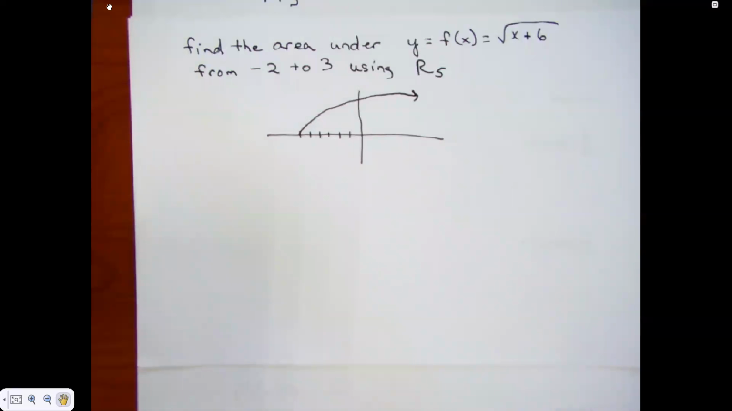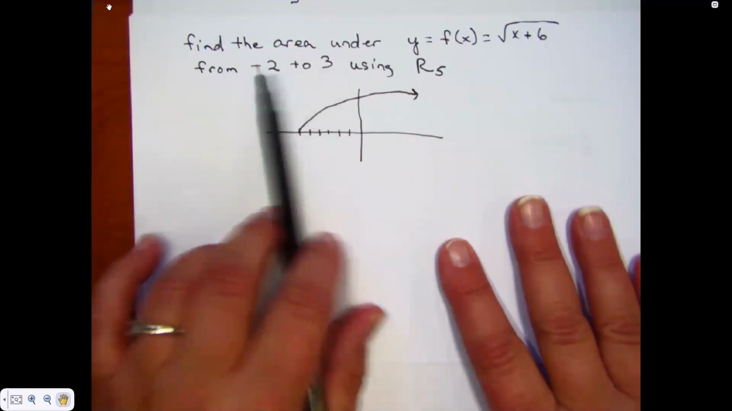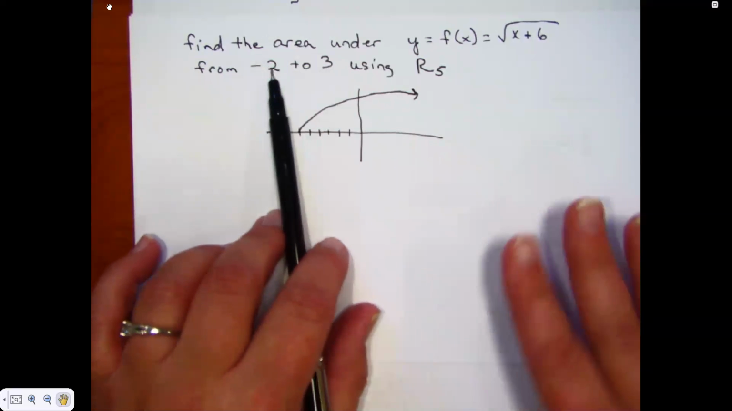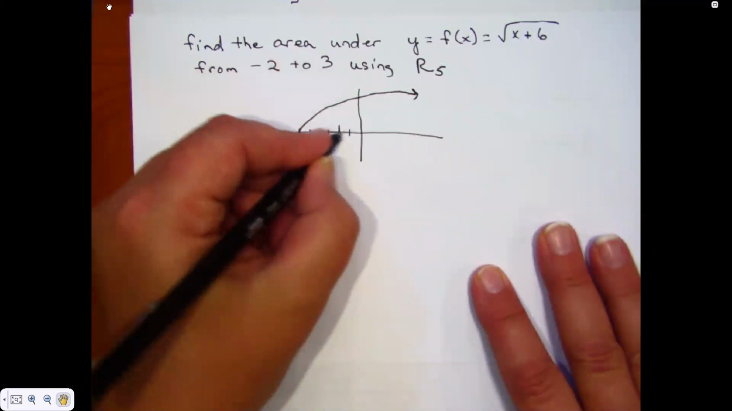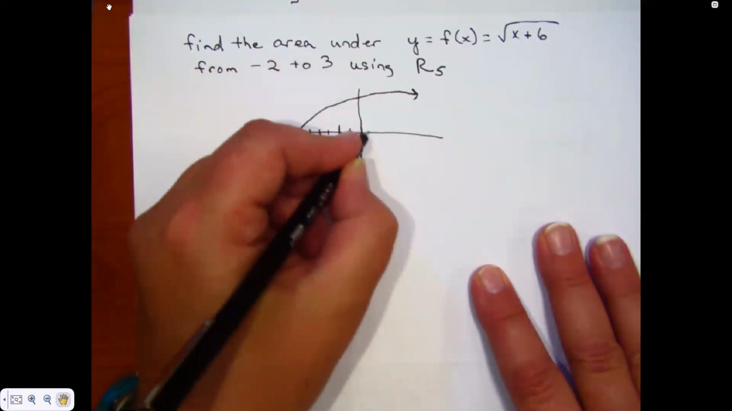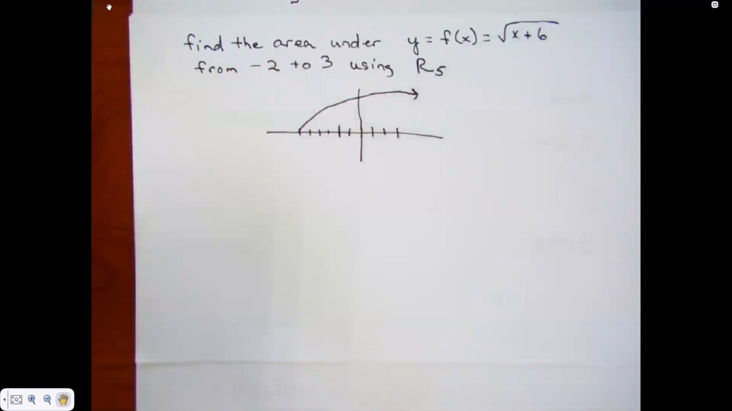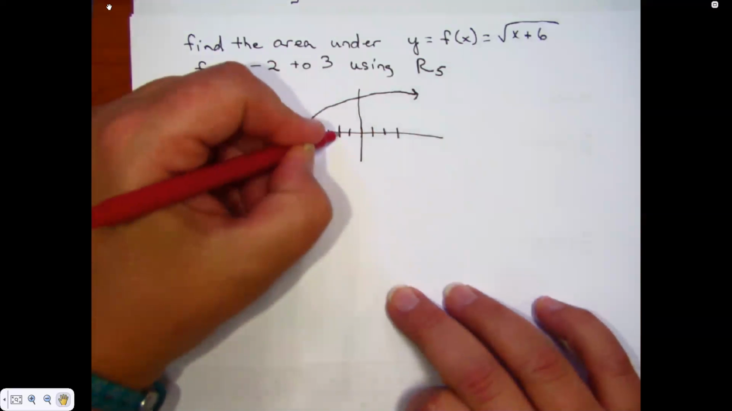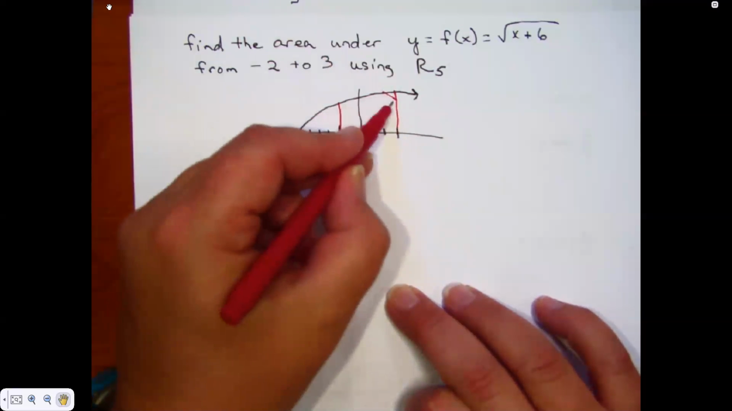Okay, and I don't know why, but most of the time we do positives, and our book is doing negatives, so we'll do a negative. So from -2 to 3. I might draw this a couple of times because I want you guys to see. From -2 to 3, we are approximating this area.